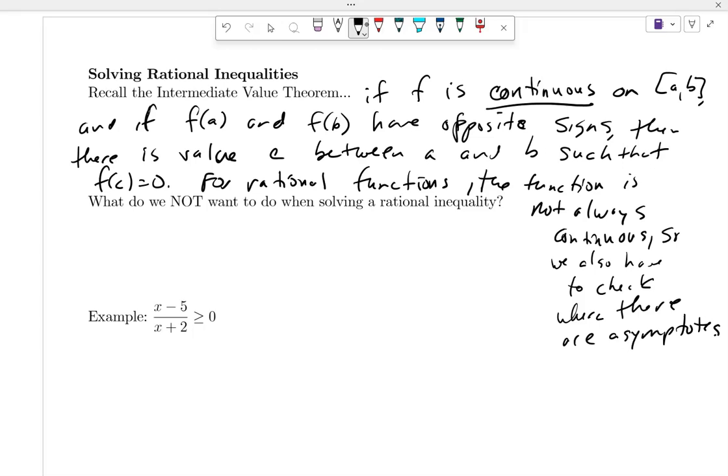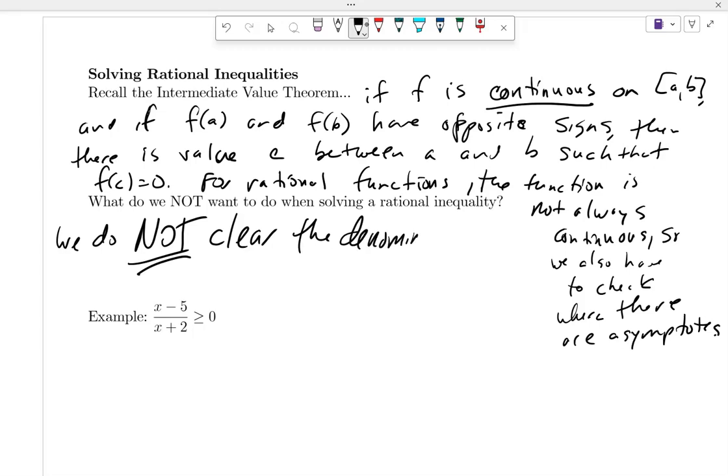What do we not want to do? We do not clear the denominators. Okay? Very, very important that you do not clear the denominators. Okay? Again, the reason for that is because you're going to be trying to multiply by variables. You will not know whether or not to flip the inequality.